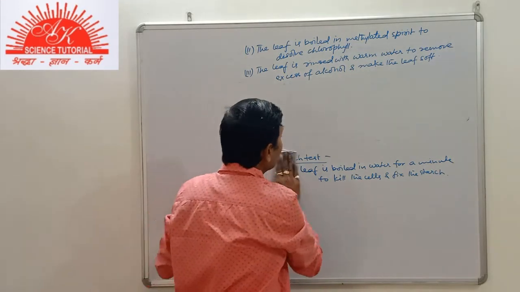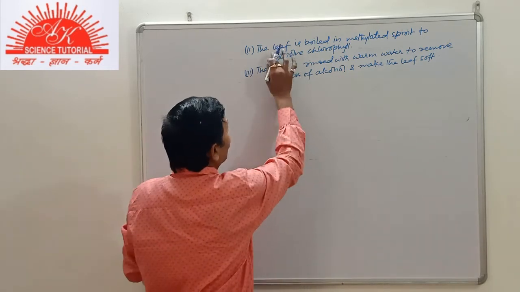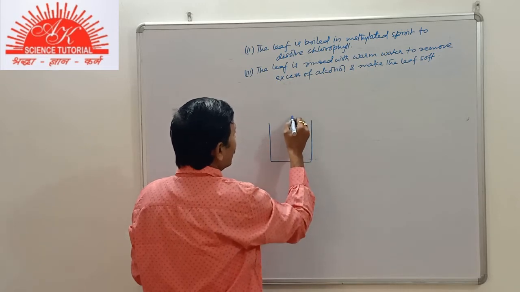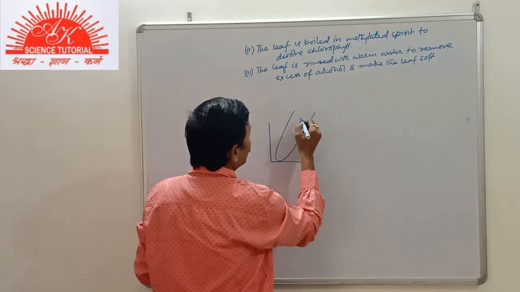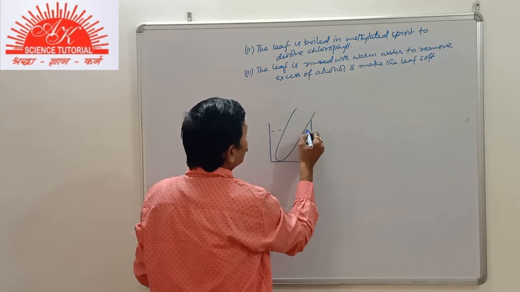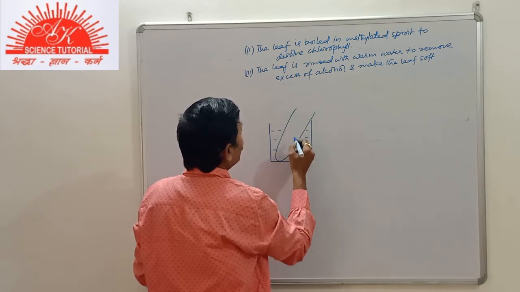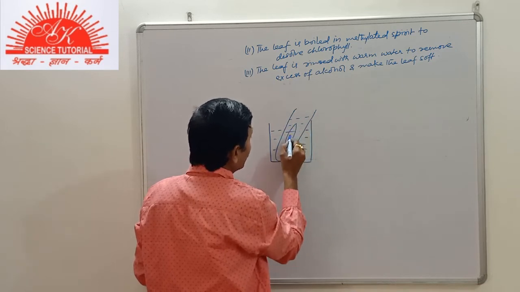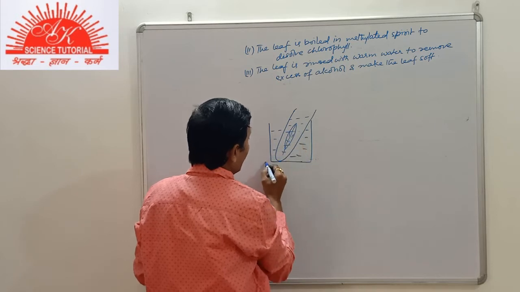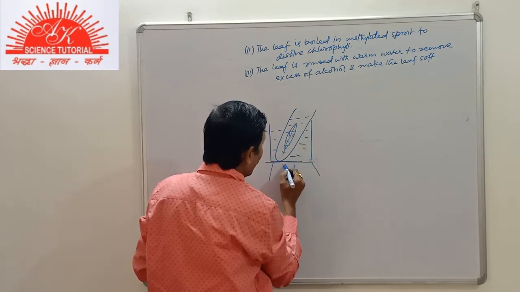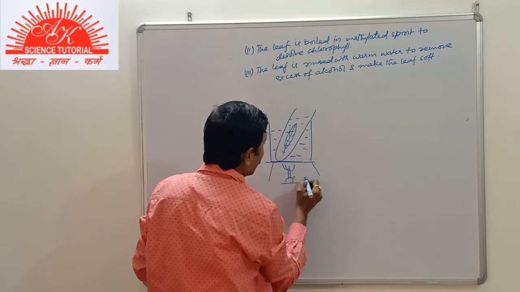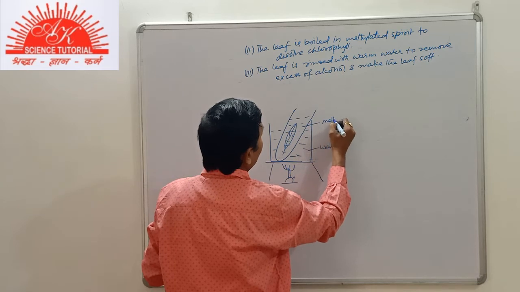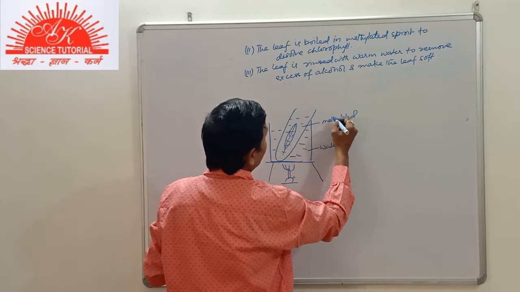Now, here we see the diagram for this step; the setup is taken like this. In a beaker, we take water. In the test tube, we take methylated spirit, in which the leaf under experiment is placed, and then it is boiled. Here there is water. This is methylated spirit.